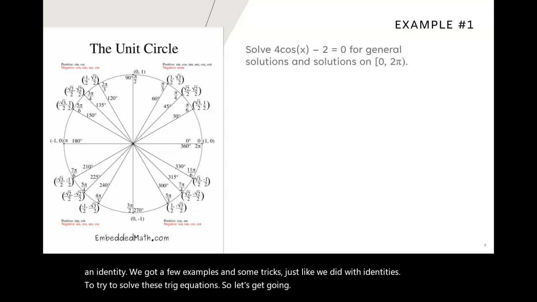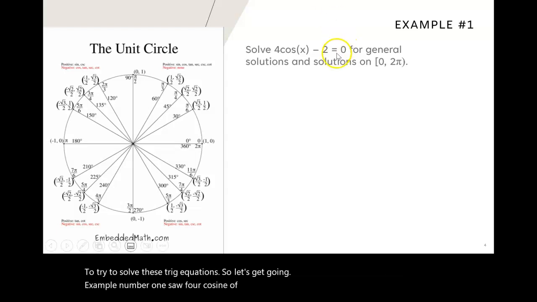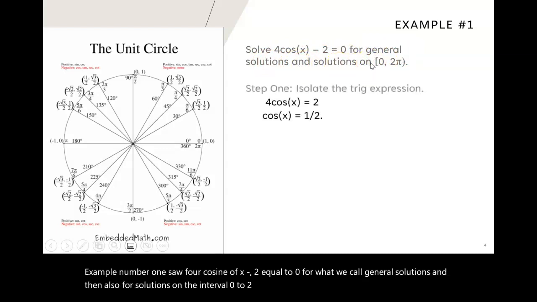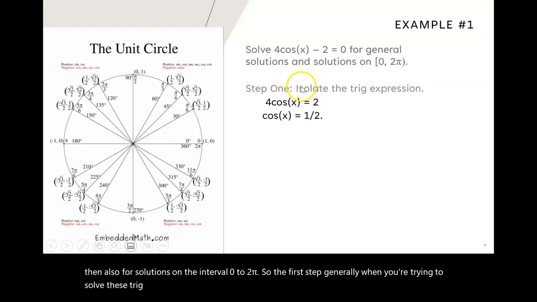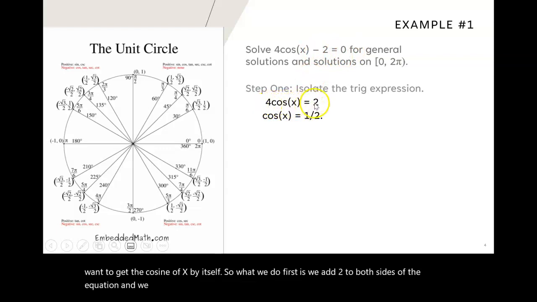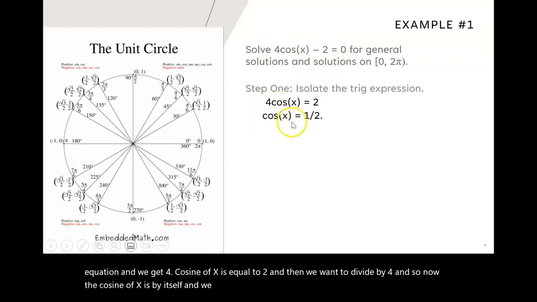Example number 1, solve 4 cosine of x minus 2 equal to 0 for what we call general solutions, and then also for solutions on the interval 0 to 2 pi. So the first step, generally when you're trying to solve these trig equations, is to isolate the trig expression. And what does that mean? Well, we want to get the cosine of x by itself. So what we do first is we add 2 to both sides of the equation, and we get 4 cosine of x is equal to 2. And then we want to divide by 4. And so now the cosine of x is by itself, and we get cosine of x is equal to 1/2.